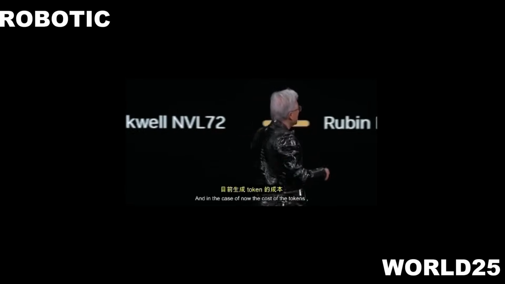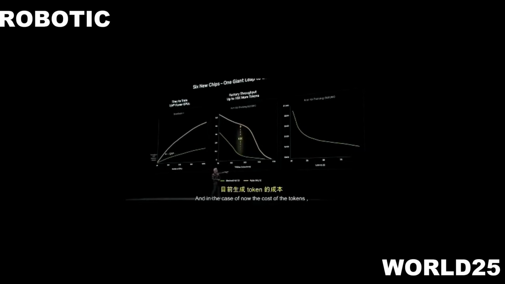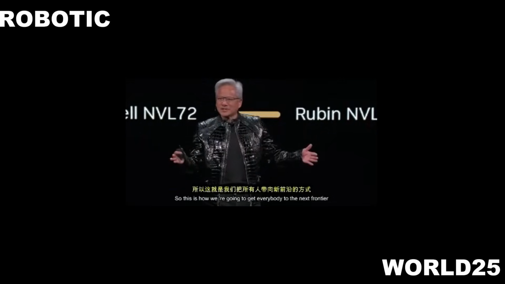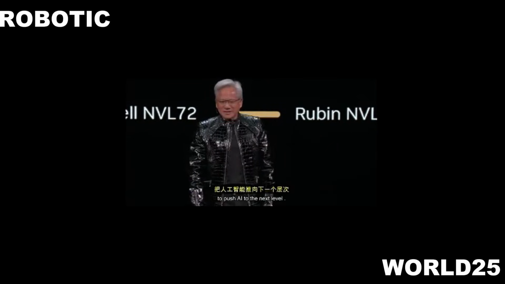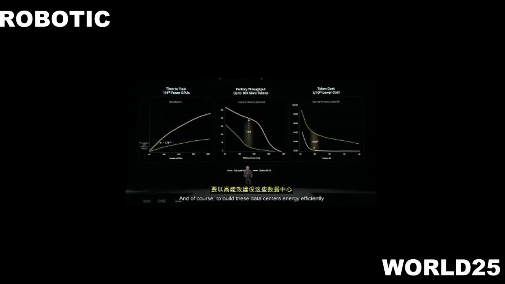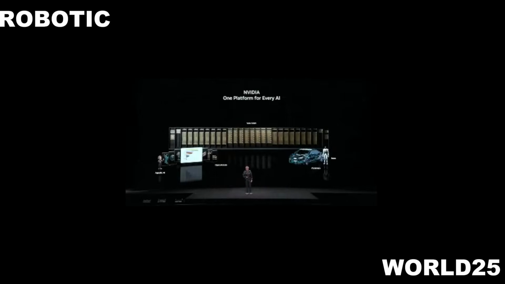Okay? And in the case of now the cost of the tokens, how cost effectively it is to generate the token, this is Rubin, about 1/10. So this is how we're going to get everybody to the next frontier, to push AI to the next level, and of course, to build these data centers energy efficiently and cost efficiently.